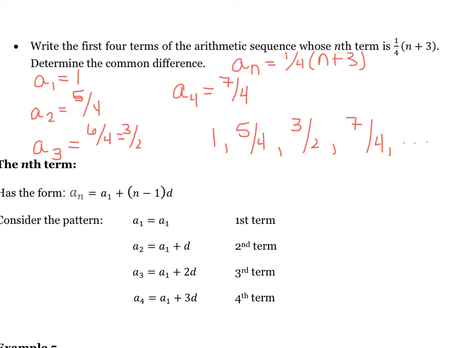So now, what is the common difference? Well, what is the difference between 1 and 5/4? Well, I think that's a fourth. How about 5/4 and 6/4? Well, that's still a fourth. How about 6/4 and 7/4? Well, that's a fourth. And we know that because that's our number here.